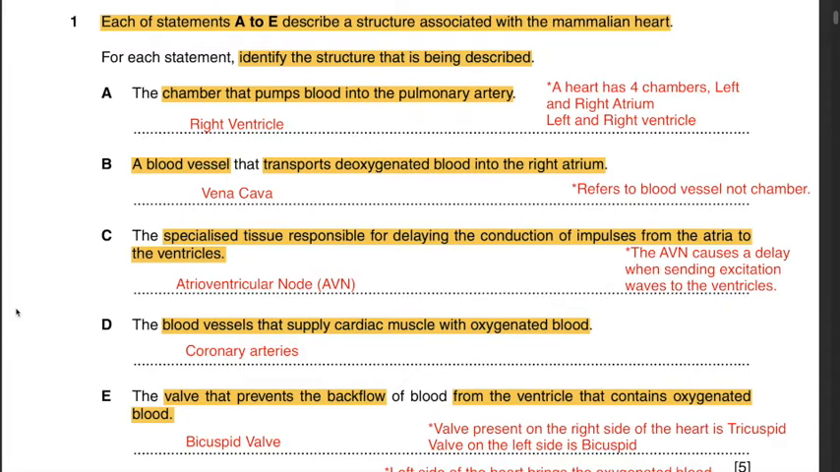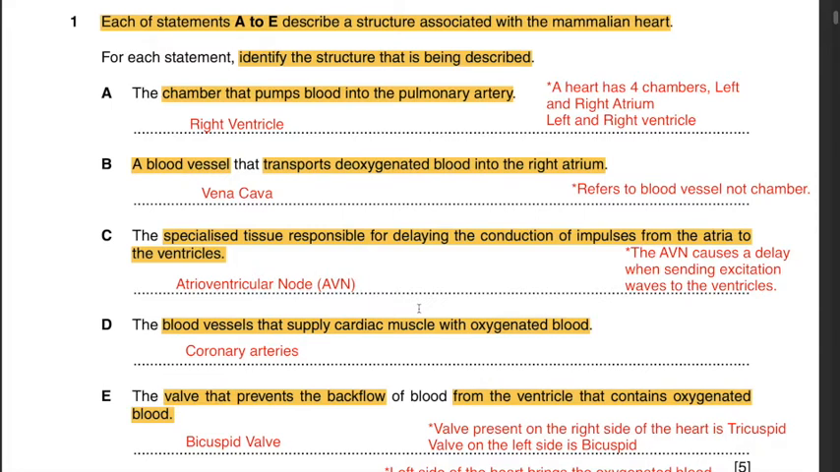Statement C. The specialized tissue responsible for delaying the conduction of impulses from the atria to the ventricles. This right here refers to the cardiac cycle, where there is a mention of the atrioventricular node. The atrioventricular node causes a delay when sending excitation waves to the ventricles. Therefore, since the question refers to the tissue that delays the conduction of impulses, it should be the atrioventricular node or the AVN.